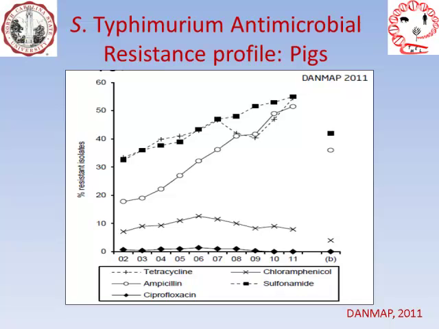So here's what we have. This is where the antimicrobials are banned for growth promotion. But you can see sulfonamides, tetracycline, ampicillin resistance, even after banning of the antimicrobials in Denmark, is still going up. Okay? You can see that. It is still going up. So antimicrobials for growth promotion were banned in 2000, but up to 2011, you can see resistance to the important antimicrobials, as reported in Typhimurium, is still going up.